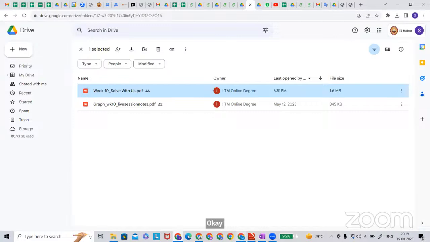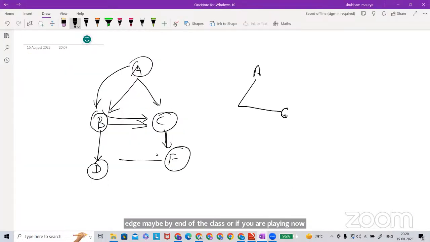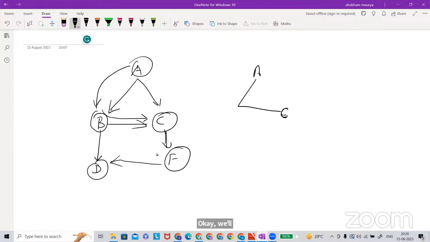What is forward and what is a backward edge, maybe by the end of the class, or if you have time now, we'll discuss. Yeah, let's discuss this side we have. Okay, I'm missing something, that's why I'm confused. Okay, sir, we'll discuss.